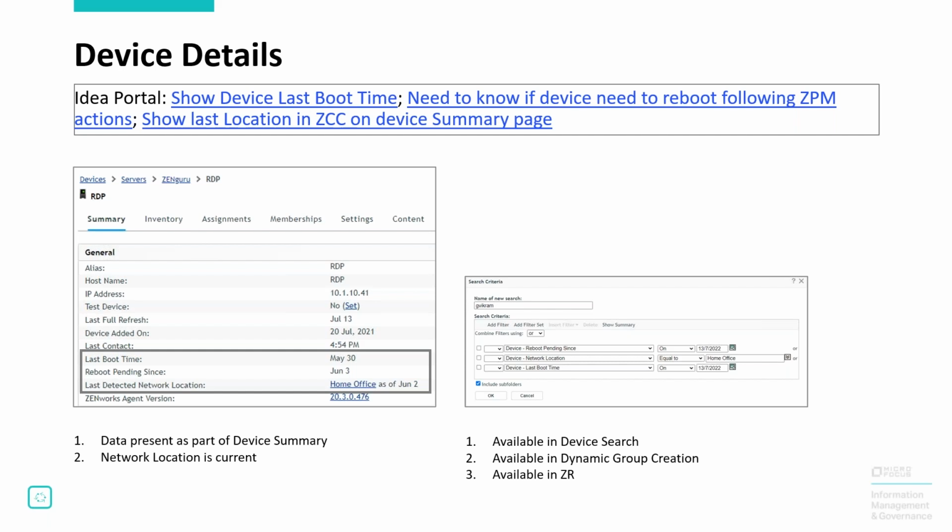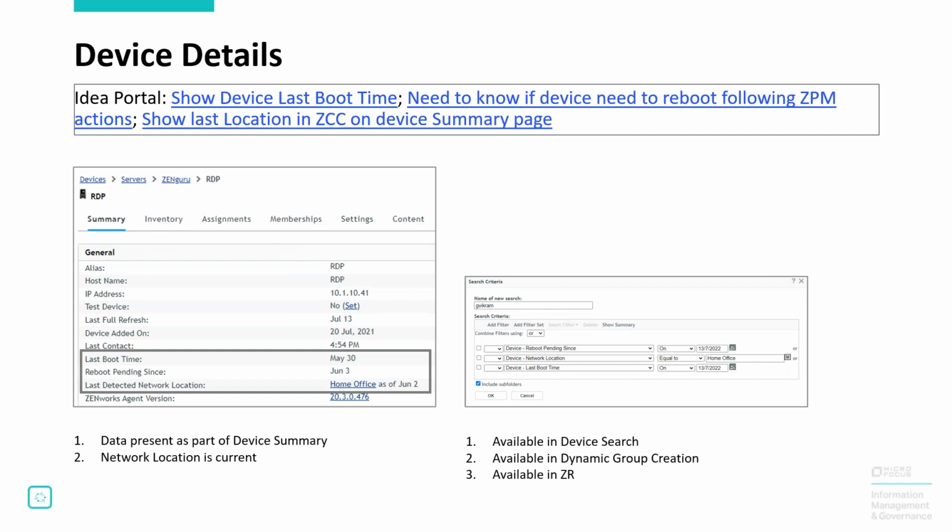So now we've got a better way to monitor when the last reboot happened. In the past, you needed to do some specific tricks to get that information, but now we just have that by default in the management screen. What we also added is the last network location.